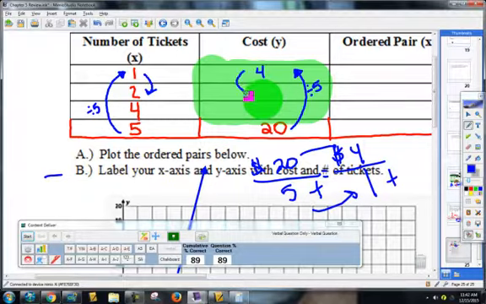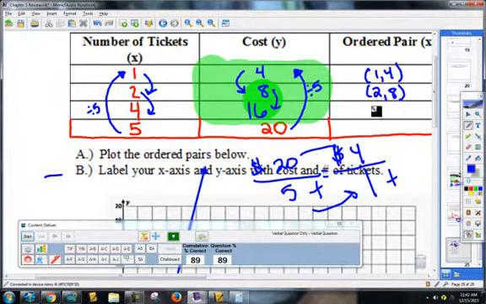Well, if it's $4 for 1 ticket, how much is it going to be for 2 tickets? That'd be $8. What would I be doing to go from 2 to 4 tickets? Times 2. So what am I going to do to here? Times 2. 16. Everybody got that? Now, your ordered pairs are going to be, turn around please, 1, 4; 2, 8; 4, 16; 5, 20, and there we go.